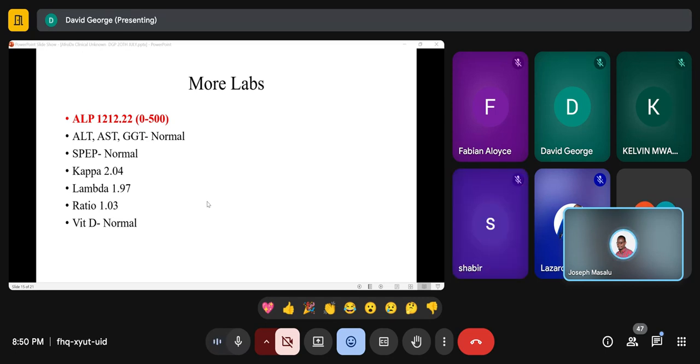With an isolated ALP elevation, you should think of bone. If ALP is elevated plus other liver enzymes, think of the liver itself. But if the other liver enzymes are normal and ALP is elevated on its own, think of the ALP coming from the bone, especially if it's this high.